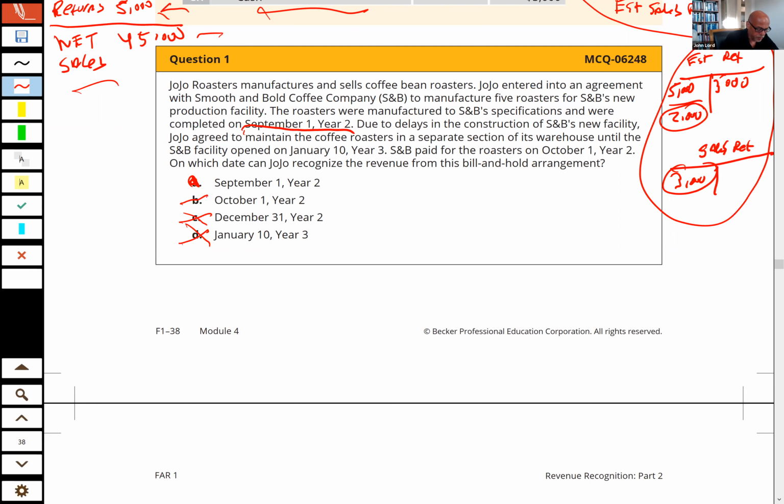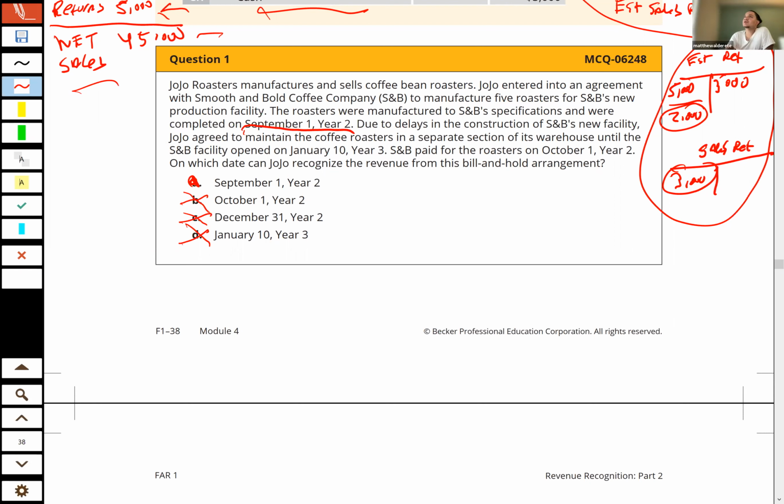October 1st, well, no, we recognize sales all the time before we're paid cash, aren't we? That's called accrual accounting. Okay. And so the day that we were ready to deliver those roasters, and then we waited for some time as an accommodation to the customer and set those aside, that qualifies as a bill-and-hold. And so we would take the revenue September 1st.